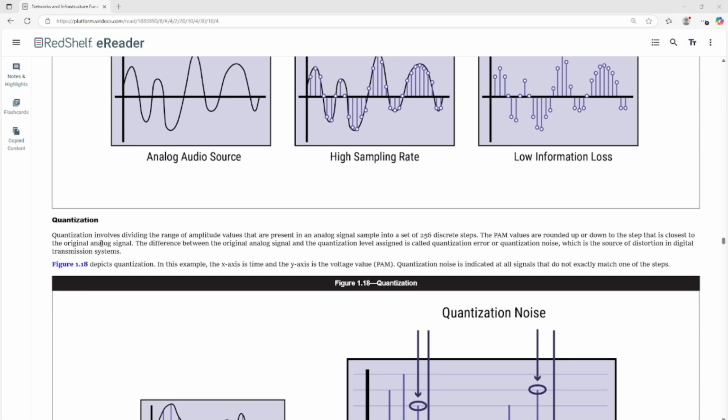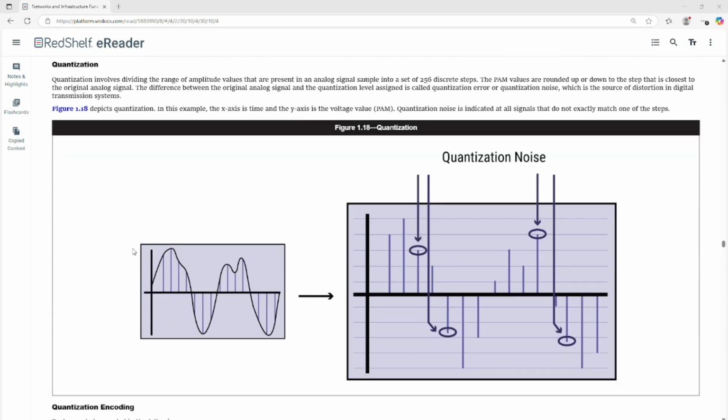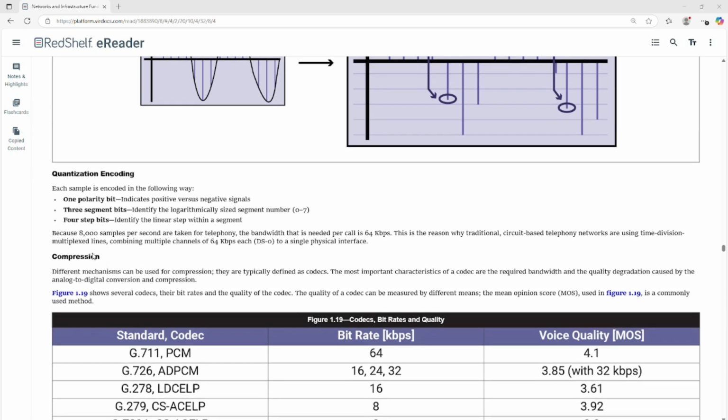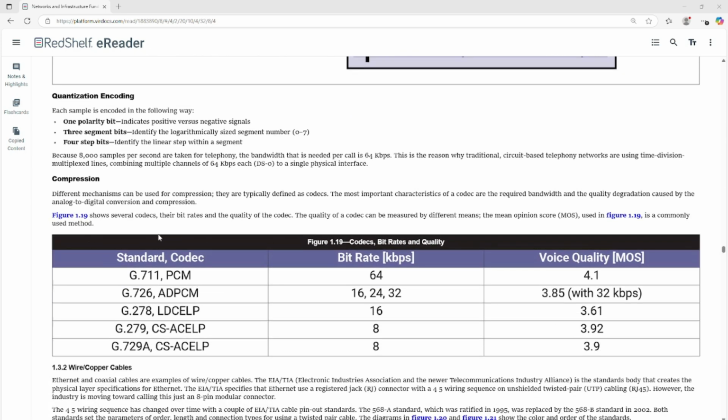Quantization. You can read this just to understand these various processes that are involved. You could go through that and just understand it for understanding's sake. Compression, we already talked about that. The table in figure 1.19 shows codecs, bit rates and quality, and how they're measured. It says the mean opinion score, right? They can be measured by different means, like the mean opinion score.